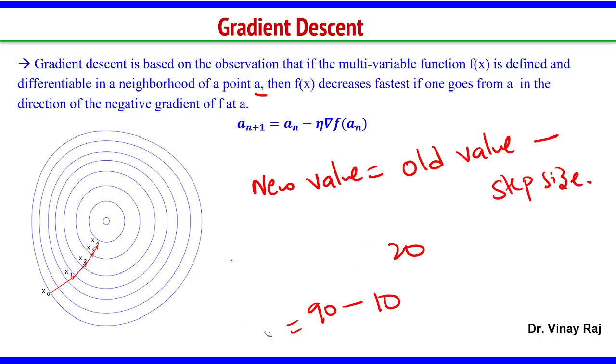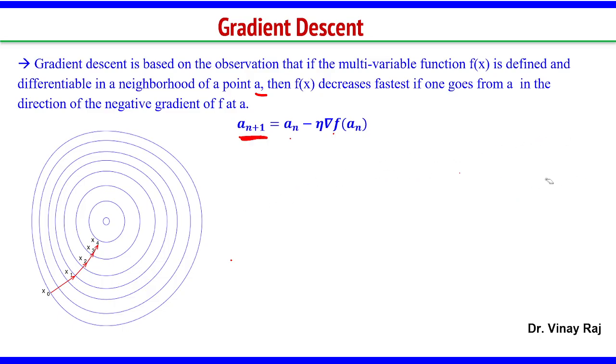So the basic idea of gradient descent is to find the new value based on the old value and the step size: new value equals old value minus step size. Mathematically, a n plus 1, the new value, is equal to a n minus the step size. What is the formula for the step size? New value is equal to old value minus or plus step size.